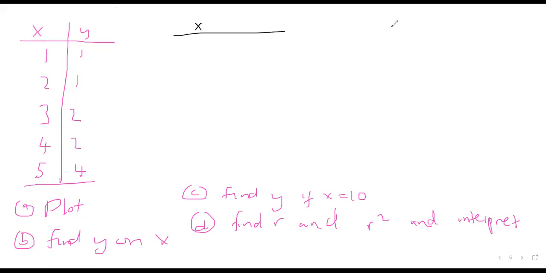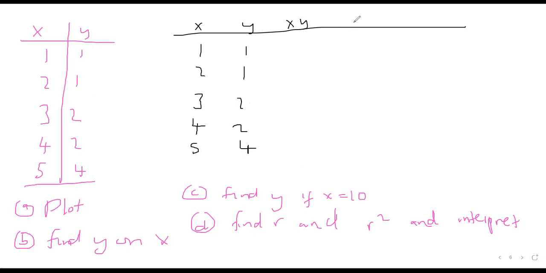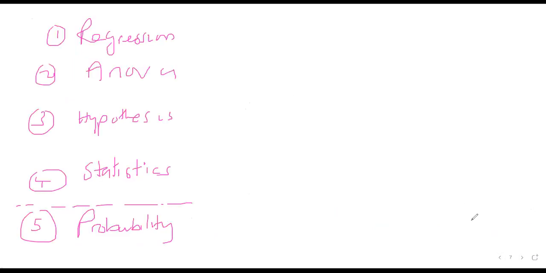So x, y. So 1, 2, 3, 4, and what? 5. You have 1, 1, 2, 2, and 4. So what is our xy here? What is our x squared? And what is our y squared? Let's do it together, x, y. Okay, let's do the sketching first together.